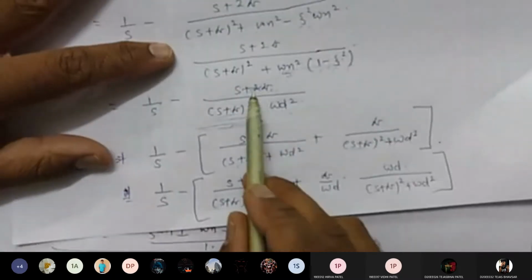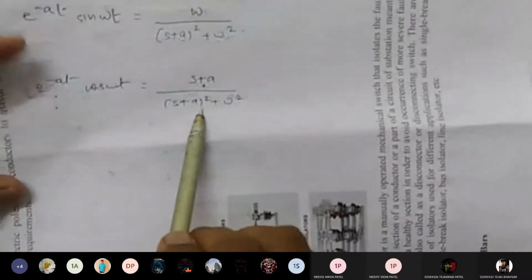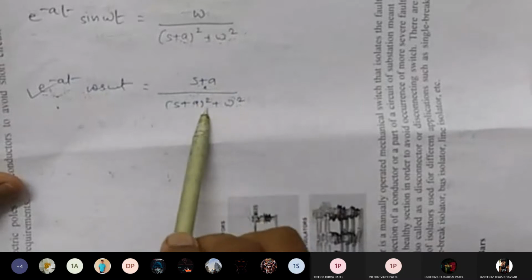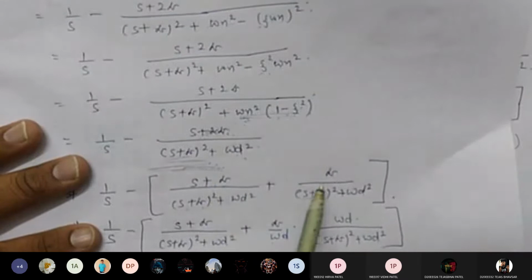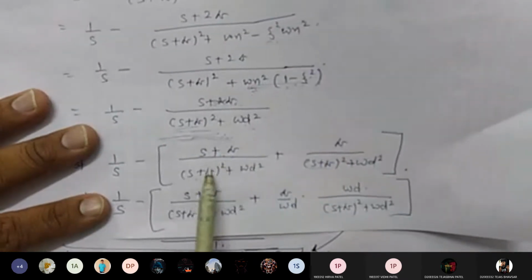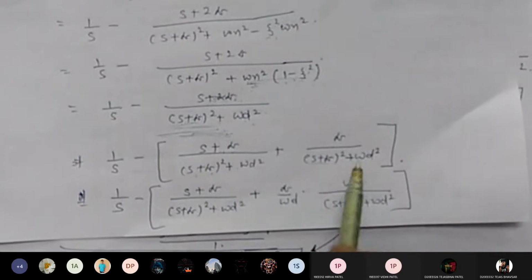So now we will be having two terms. In order to get the answer, we have to formulate this in this manner. Either it can be s plus alpha divided by s plus alpha whole square plus omega d square, or it will be written as omega d upon s plus alpha whole square plus omega d square. So I will separate these two alpha terms. One alpha is over here and the second alpha is over here. So s plus alpha divided by s plus alpha whole square plus omega d square, plus alpha upon s plus alpha whole square plus omega d square.